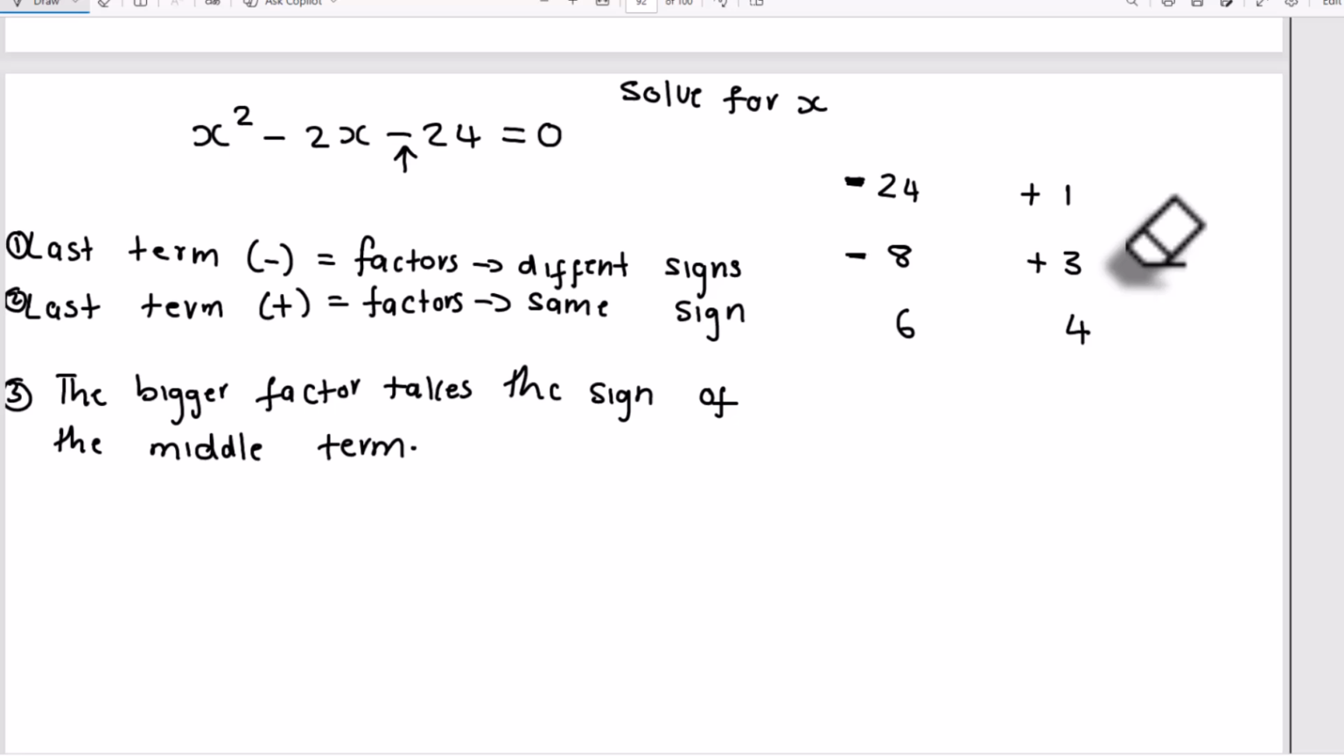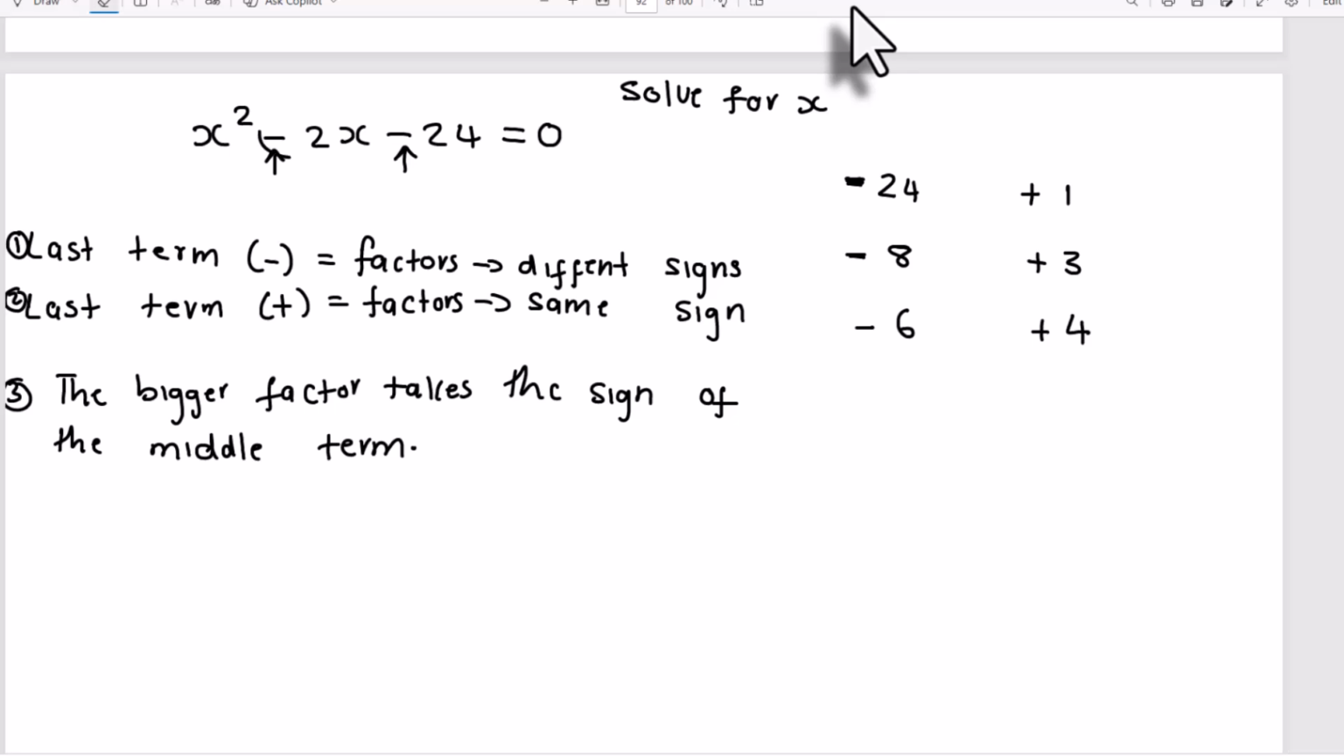Again, in this combination, 8 is the bigger factor. So I'm giving you the sign of the middle term. Likewise, negative, plus. So what are you going to do now? You're going to just add them as you see. You want to make sure that the result, when you add, you get that middle term. If you get that middle term, that will be the correct factor.